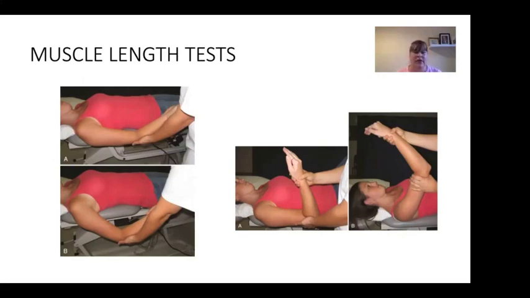So for example, here on the left-hand side, you can see biceps length tests where you extend the shoulder, thereby reducing the length of biceps, and assess range of movement at the elbow compared to range of movement with the shoulder in a neutral position. If it's reduced in glenohumeral joint extension, it means you've got a biceps problem in terms of shortening rather than a true capsular contraction.